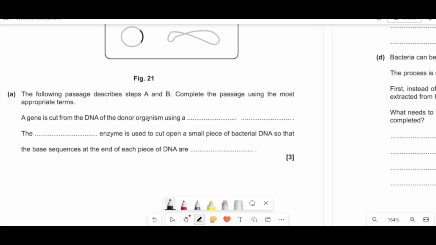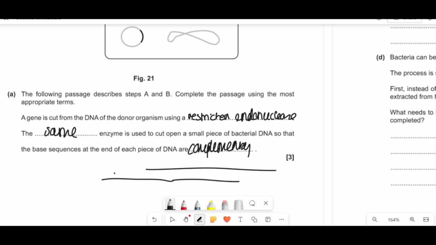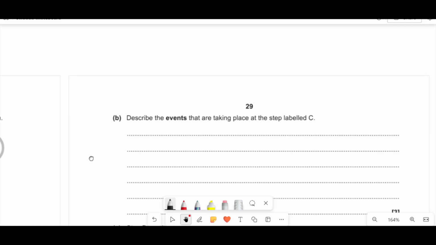So it says a gene is cut from the donor organism using a restriction endonuclease or enzyme. You can say either. I say endonuclease because I'm used to that. The same enzyme is used to cut open a piece of bacterial DNA so that the base sequence at the end of each piece of DNA are complementary. That's why if you use the same one, you'll make complementary sticky ends. You'll have these bits unbound on either end that are complementary, so you can put this into the next organism and they'll form complementary base pairs if you use the same enzyme there, like that. So then it says, describe the events that are taking place in the step labeled C.